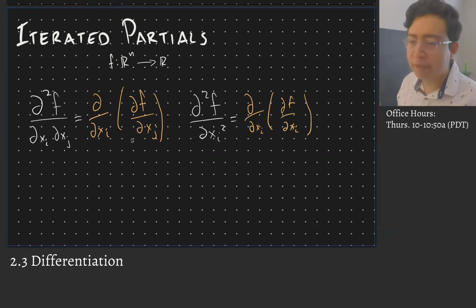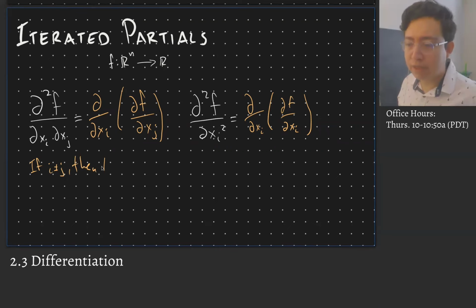Okay, some vocabulary. If i is different from j, then this one over here is called a mixed partial, because it's mixing two different variables.